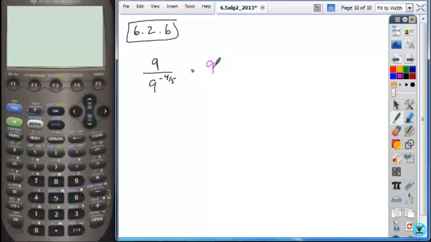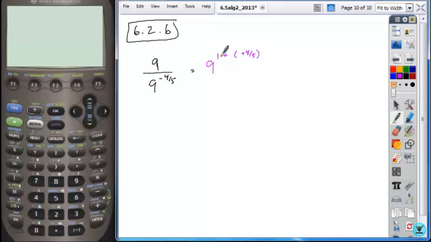We take our common base, 9. This is 9 to the first, and this is 9 to the minus 4/5. So when you divide exponents with the same base, you subtract their powers. So basically what you're saying is we take that common base 9, and we get 1 minus a negative 4/5. So minus a minus becomes a plus.